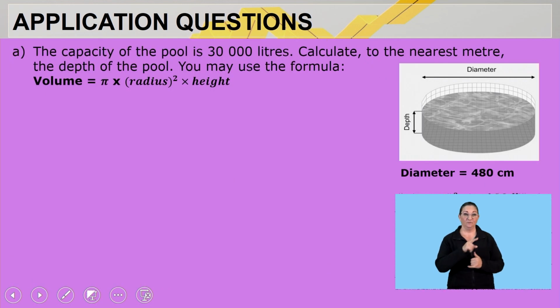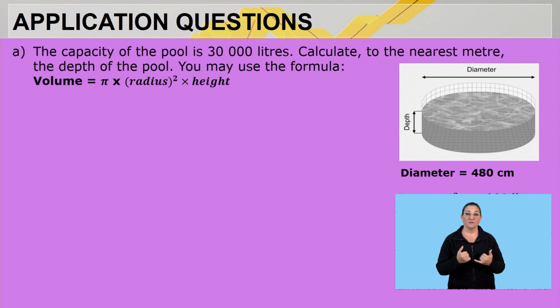So our first question here says, the capacity of the pool is 30,000 liters. Calculate to the nearest meter the depth of the pool, and then you may use the formula volume equals pi multiplied by radius squared multiplied by height.